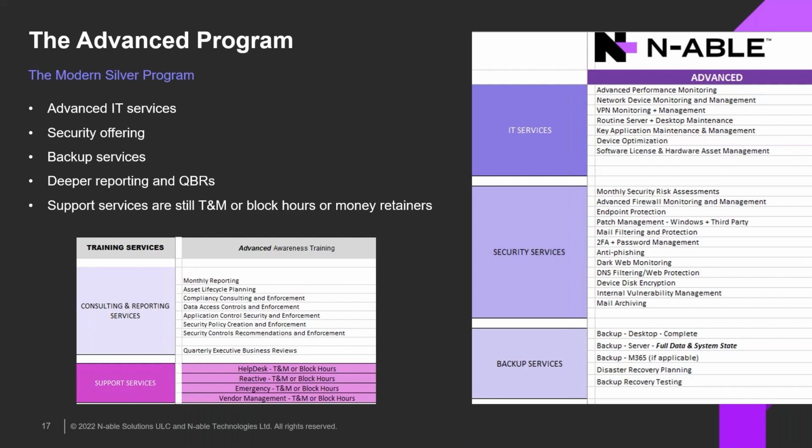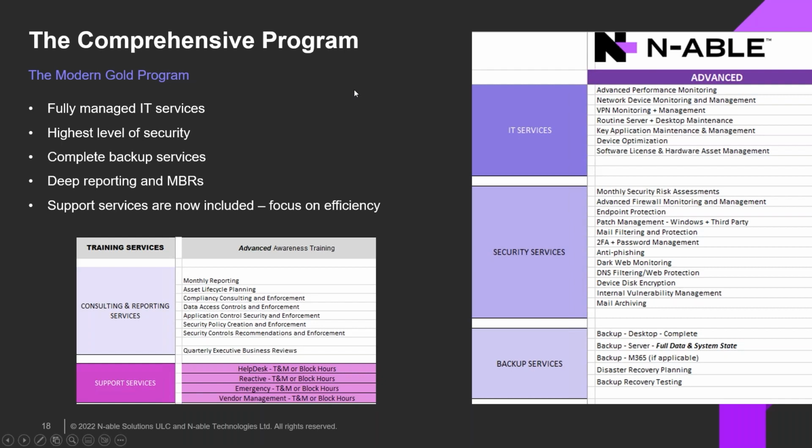So this is a really good way to make sure that, one, you're able to get some MRR generated from the customers, but also have some predictable and kind of a safety net around the amount of support that customer is choosing from you. Now let's talk about the Modern Gold program or Platinum.